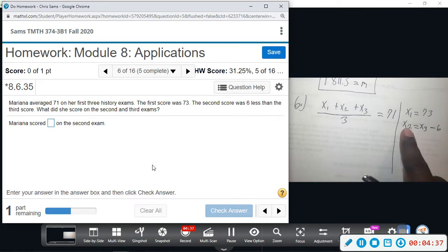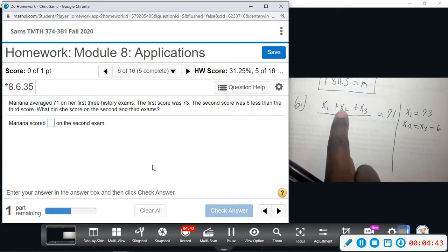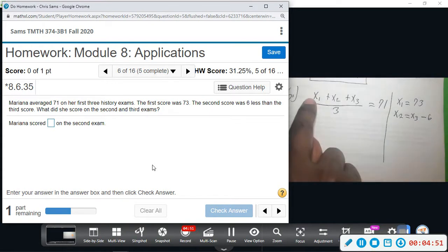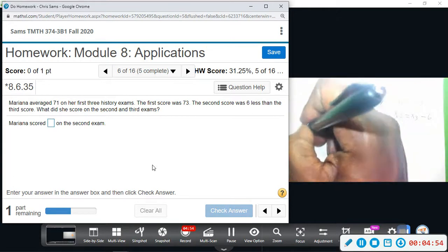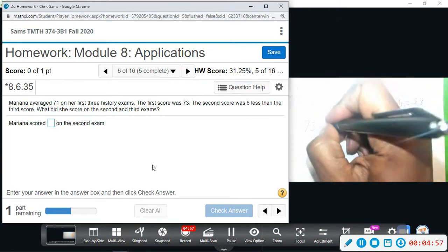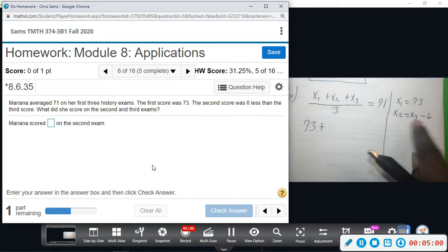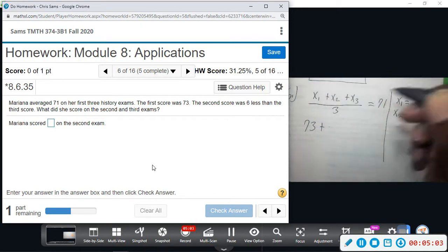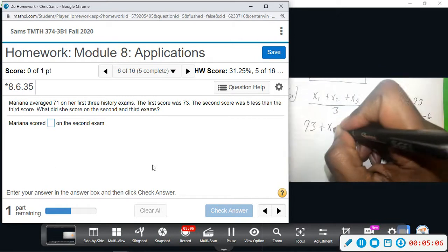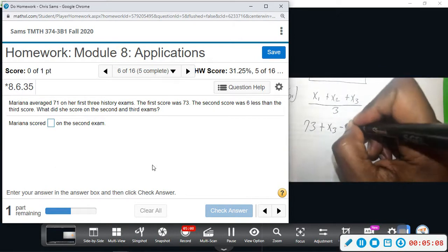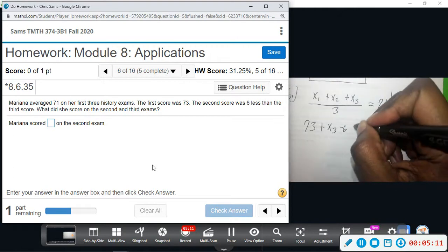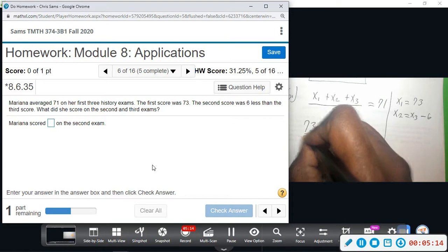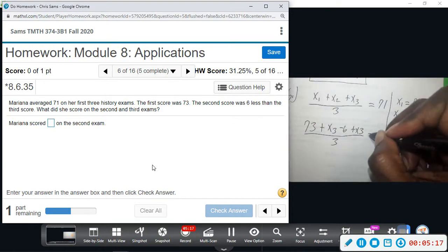So I can substitute x2 in terms of x3. We want to know what she scored on the second and third exams, so we substitute now. Right here, for x1, I'm going to put 73 plus x2, which is x3 minus 6, and then x3 is just itself, plus x3, divided by 3 equals 71.